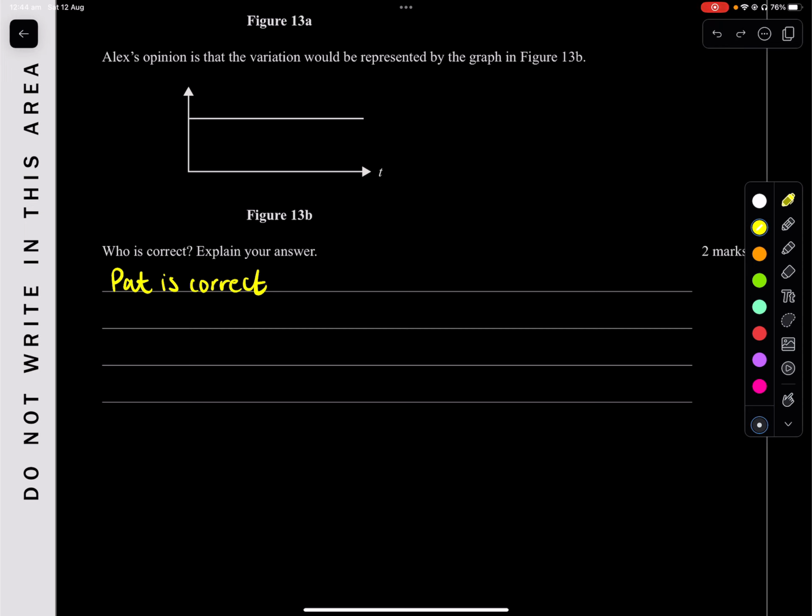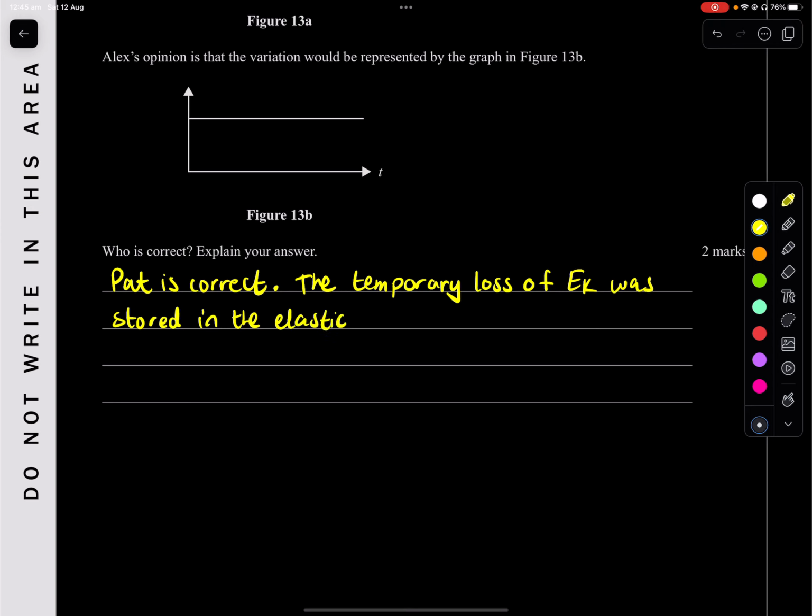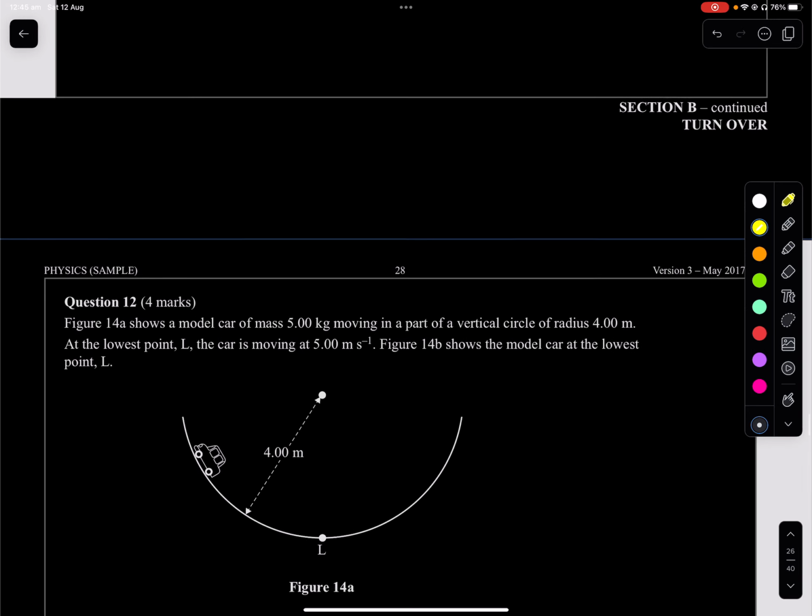What do we say? Well, we say the temporary loss of kinetic energy, let's just say EK, was stored as elastic spring potential energy. Alright, that's for that. Looks like the next question.